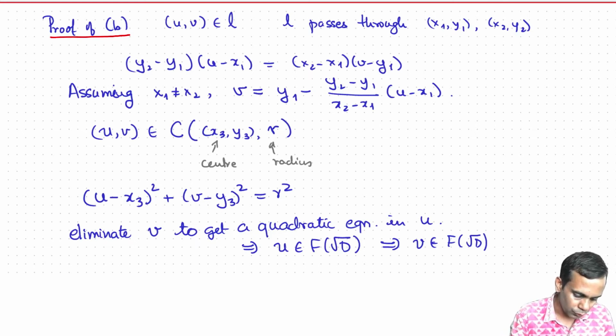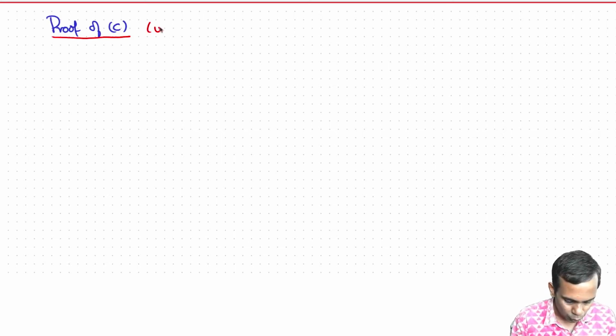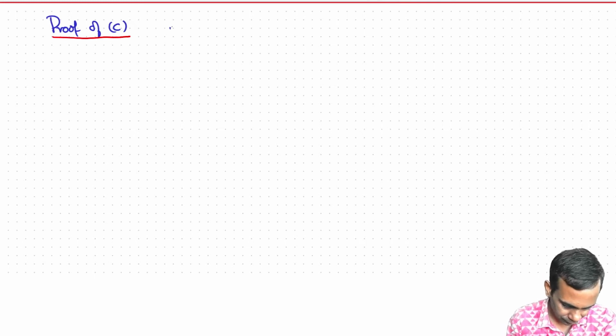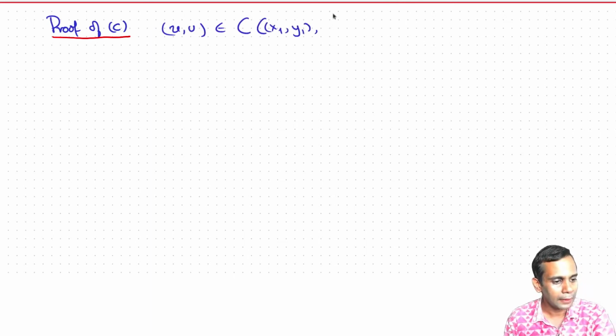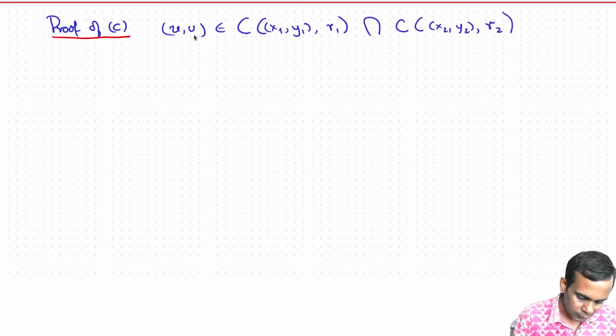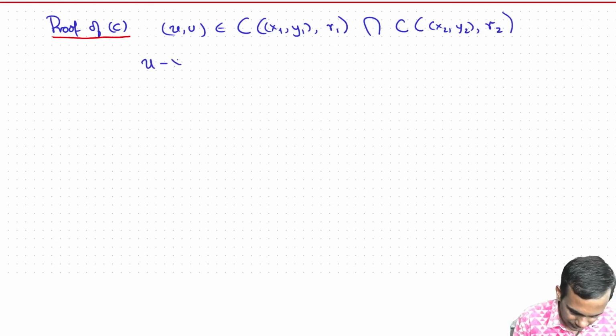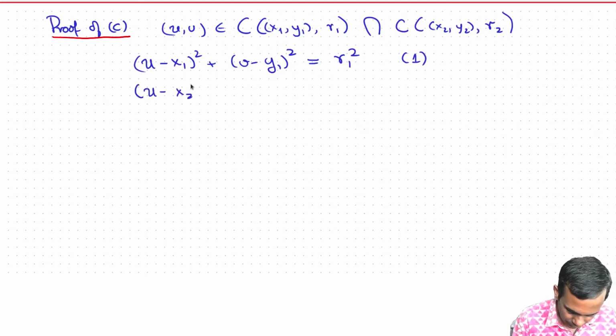Now let's move on to the proof of C. We have a point that lies on two circles. So let's say the point is u, v. The first circle has center x1, y1 and radius r1, and it also lies on the circle with center x2, y2 and radius r2. Then this point u, v satisfies the equations (u minus x1) squared plus (v minus y1) squared equals r1 squared. This is equation 1. And (u minus x2) squared plus (v minus y2) squared equals r2 squared.